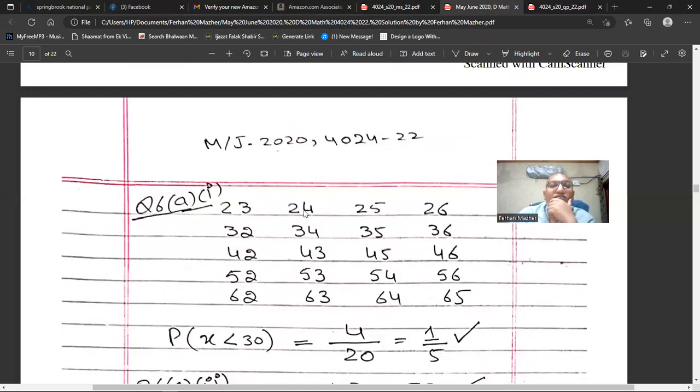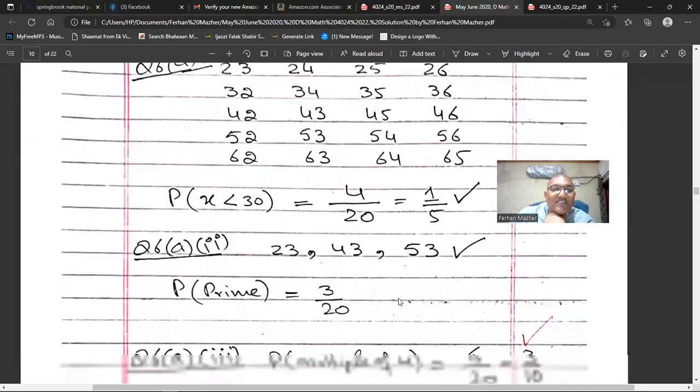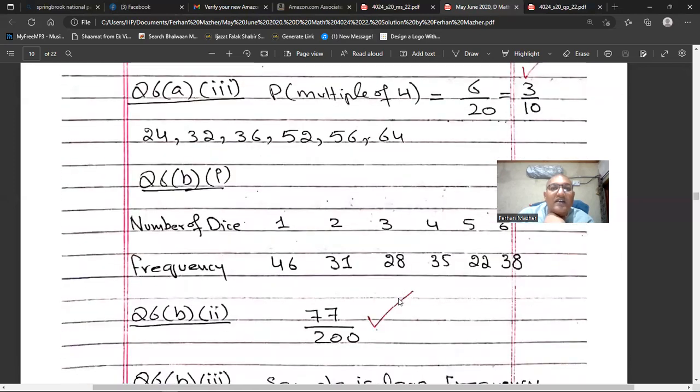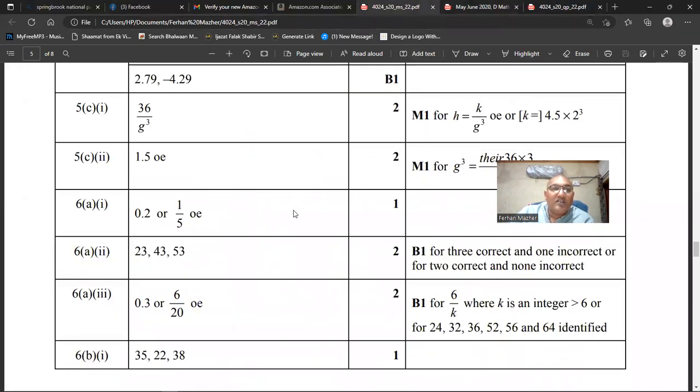This one, 1, 2, 3, 4, 5, 6. So there are 6 numbers which are multiple of 4. So it will be 6 by 20. So that will be 3 by 10. So this is the list of those numbers which are multiple of 4. So 6 by 20, that is the right answer, sir.